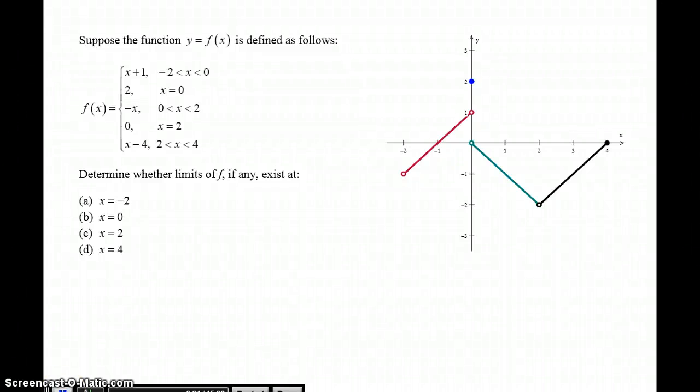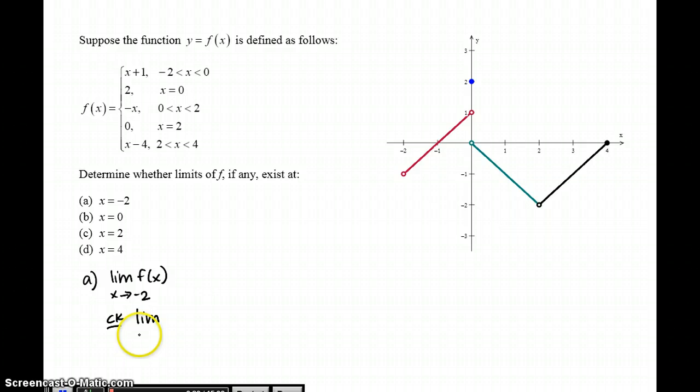Here's an example of how you can find limits when you're given a graph. And so we're first going to look at the limit of f of x as x approaches -2. And remember, what we're looking for is for the left and right hand limits to actually equal the same value so that that limit can exist. And so I'm going to do it for this one.